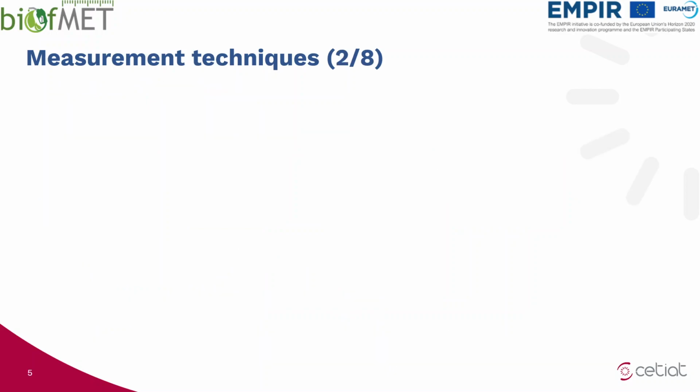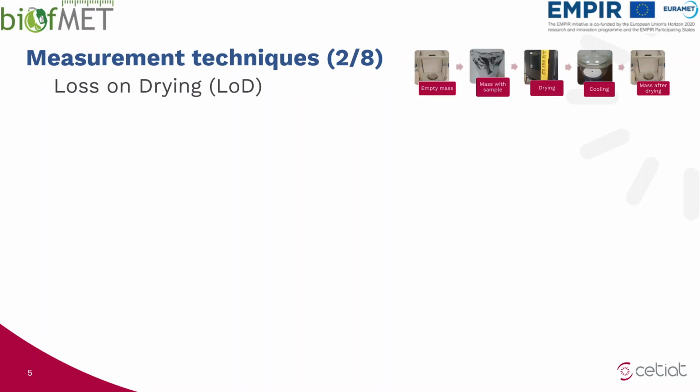In this technique, the measurand is moisture content, which refers to the total amount of water in a material, including any volatile organic compounds, also known as VOCs. This measurement technique will represent the total amount of moisture in the material.